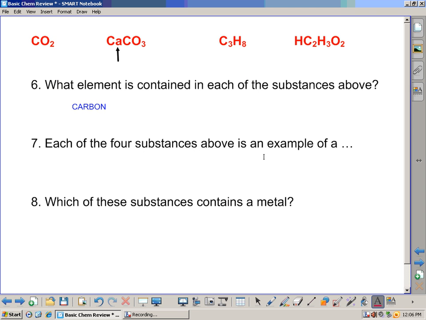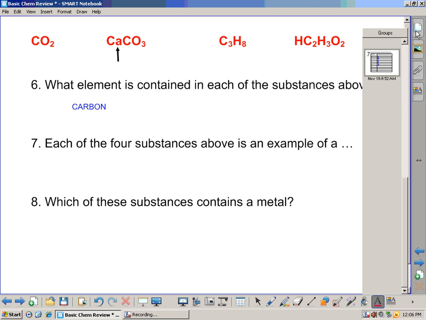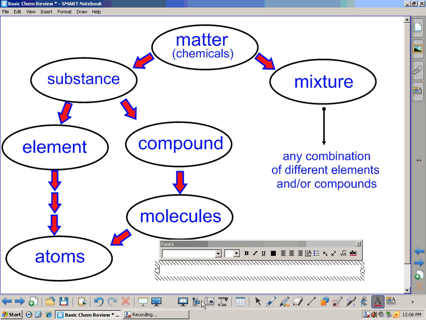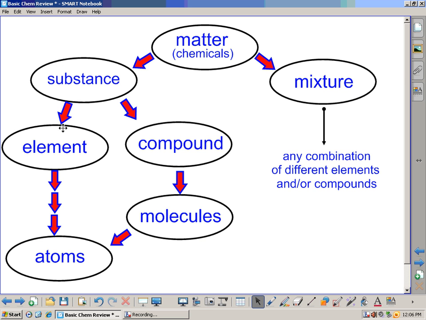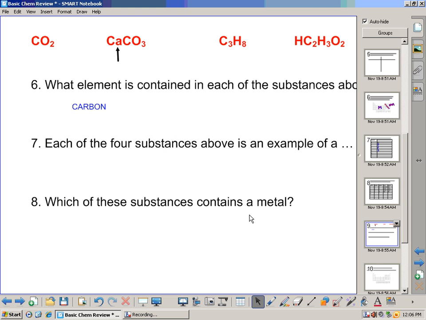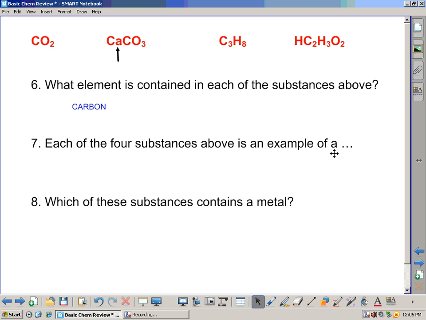Each of the 4 substances above is an example of a blank. Well, let's go back to our organizational chart. Said each of those is a substance. So if we look at our substances, they can be either an element or a compound. An element is made of individual atoms. A compound is made of molecules. So if we look at our choices here, each of the 4 substances above is an example of a blank. Well, I see 2 different elements here, so it can't be an element. If you have 2 or more elements together, that's going to have to be a compound.